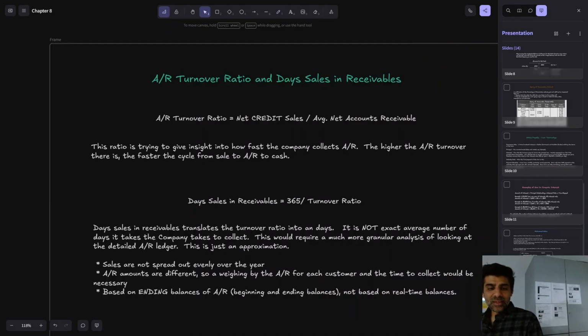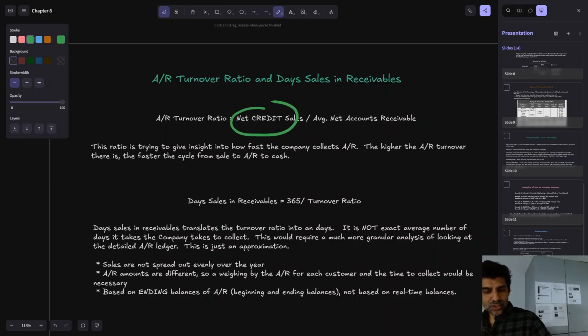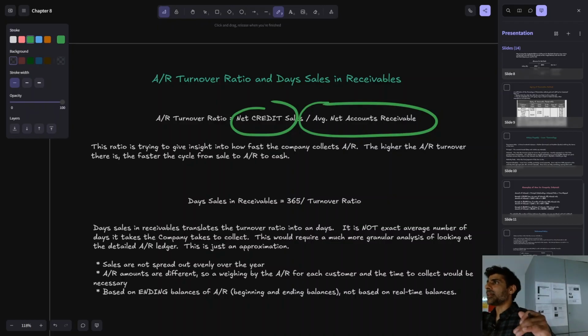Okay, so this is really measuring how quickly you're collecting your accounts receivable. Okay, so you want to see basically how many times this cycle of extending credit and collecting the cash can happen in a period. And so you're looking at the amount of credit sales that you make in the period as a function of how much accounts receivable balance you have. So it's another one of these turnover ratios. It's a similar thing where you see what the total volume is compared to the balances at the beginning and the end of the year.